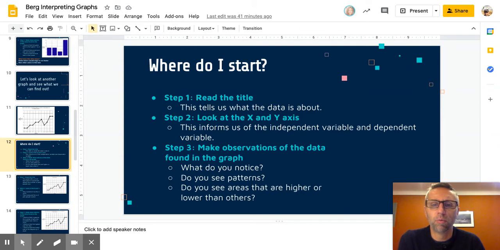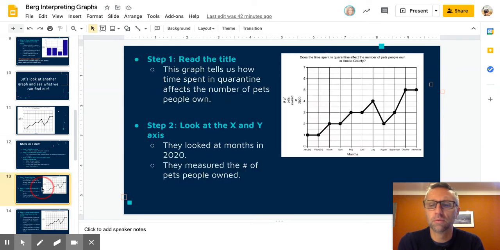Again, step one, look at the title. Step two, look at the X and Y axis. What are the independent and dependent variables? Step three, then look at the graph and all of the lines and bars and look for patterns.